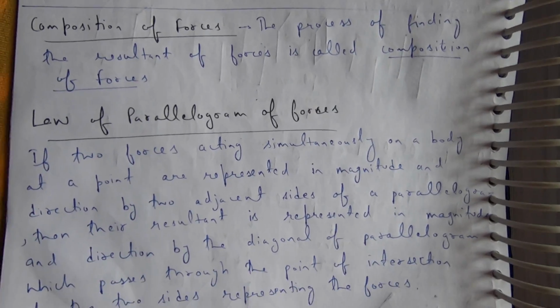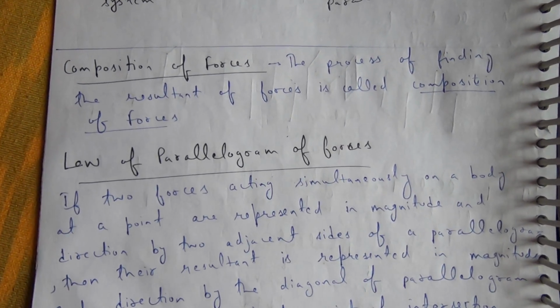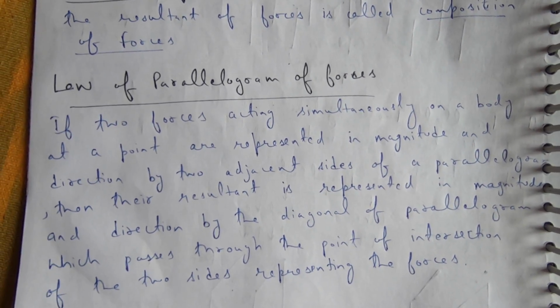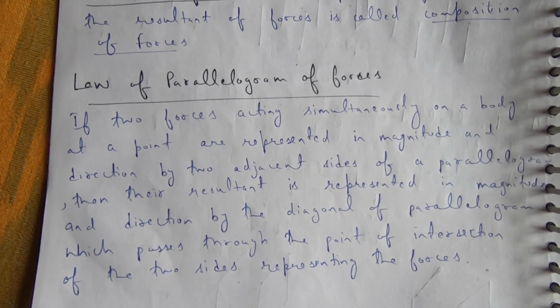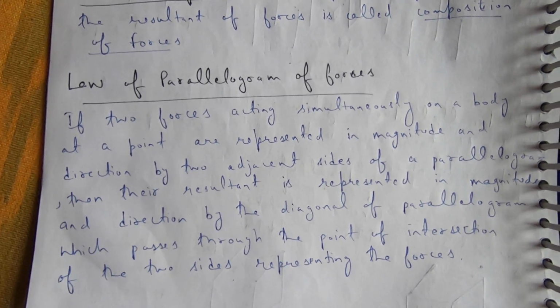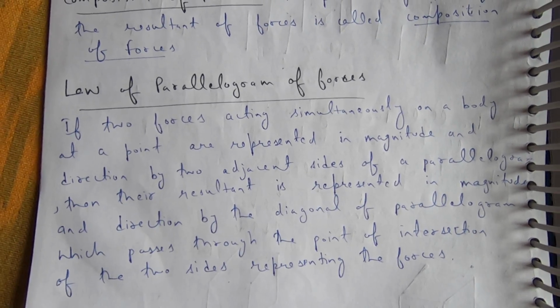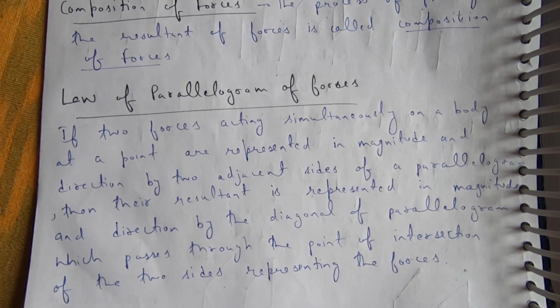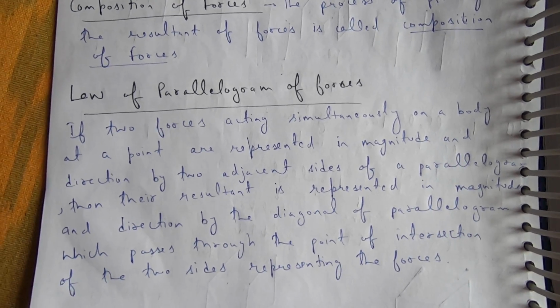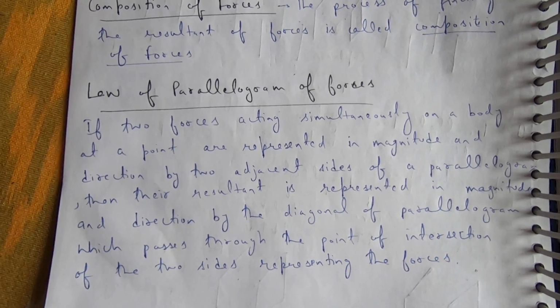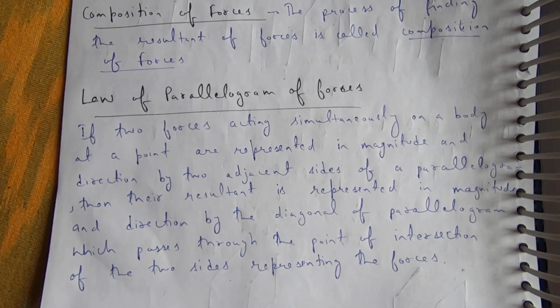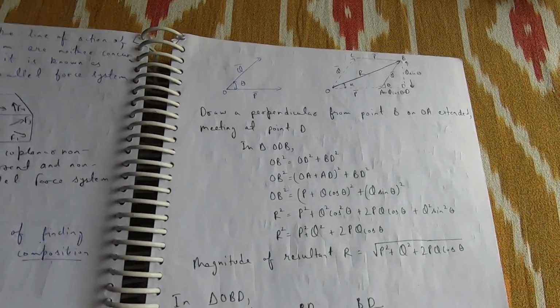Composition of forces. The process of finding the resultant of forces is called composition of forces. Law of parallelogram of forces: if two forces acting simultaneously on a body at a point are represented in magnitude and direction by two adjacent sides of a parallelogram, then their resultant is represented in magnitude and direction by the diagonal of the parallelogram which passes through the point of intersection of the two sides representing the forces.